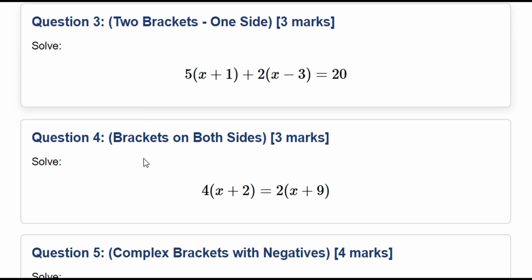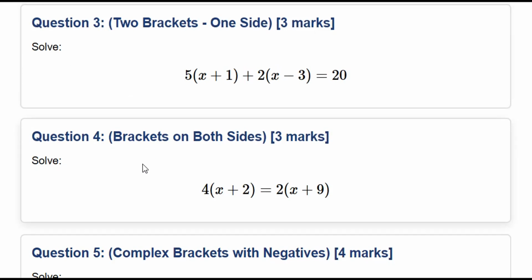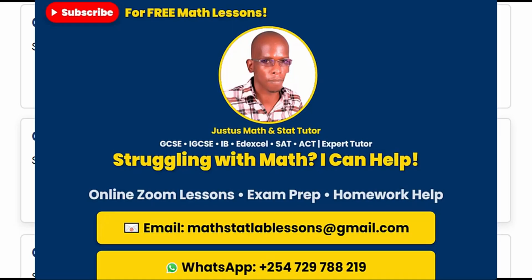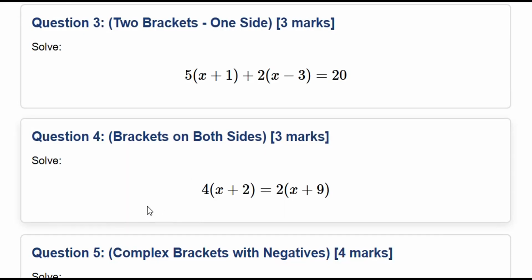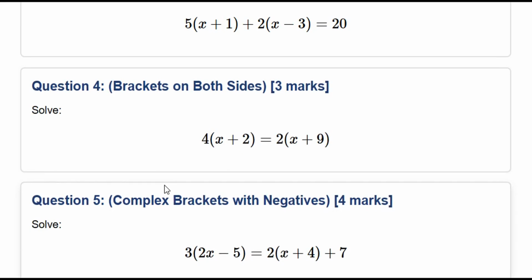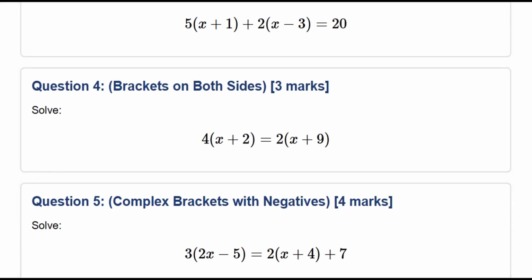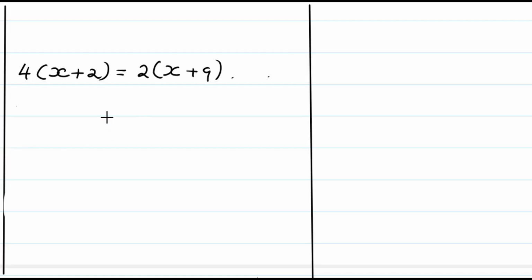So can we try to solve question 4? In this question 4, you are told to solve 4 into x plus 2 is equal to 2 into x plus 9. So the first step here is to open the brackets as usual, and we multiply everything inside the brackets with the value outside the brackets.